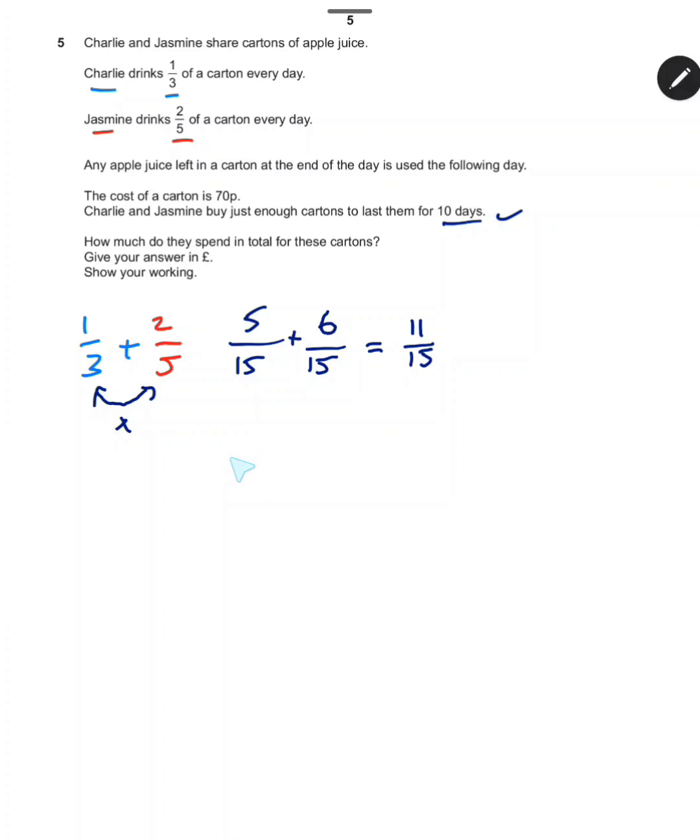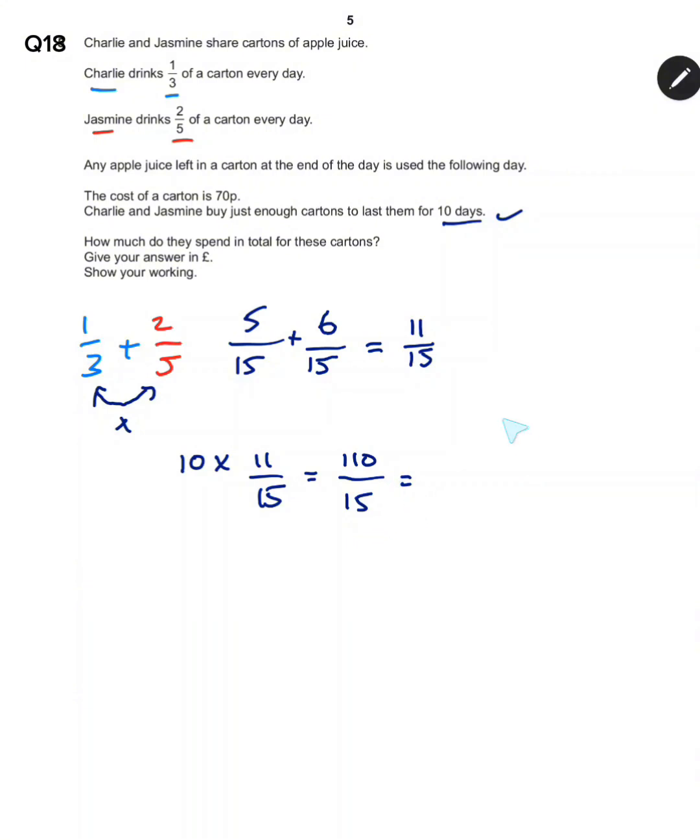We drink 11/15 of a carton every day for 10 days. So I'm going to multiply 11/15 by 10. And if you're multiplying a fraction by a whole number, you just multiply the top by the whole number. So 10 times 11 is 110 15ths. So that's how much juice we drink over the 10 days. Now I'm going to change that to a mixed number so we can see exactly how many whole cartons they drink. So how many 15s into 110?